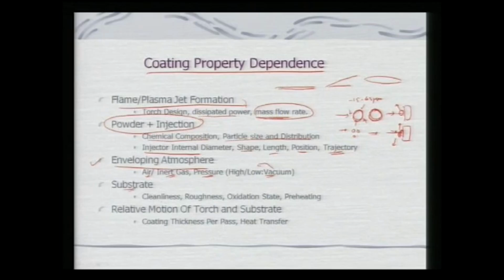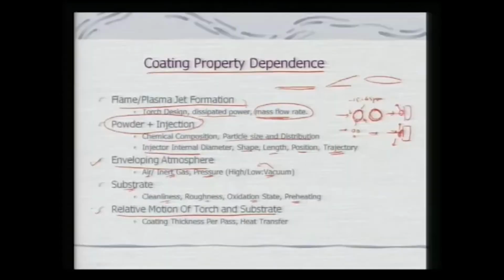Again, substrate cleanliness, its roughness, even oxidation state, preheating, even the thermal characteristics of the substrate are very important in terms of dictating the properties of the coating material. The relative motion of the torch and substrate is also very critical, because if we are moving very slowly, then we are building up heat in the material and much higher deposition rates can be achieved, but that might result in thermal gradients and that can result in cracking.